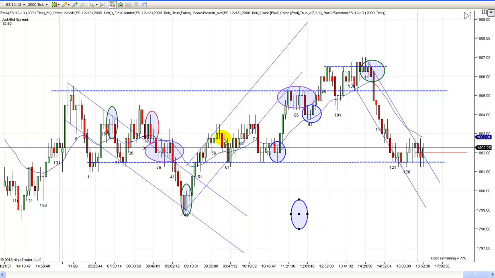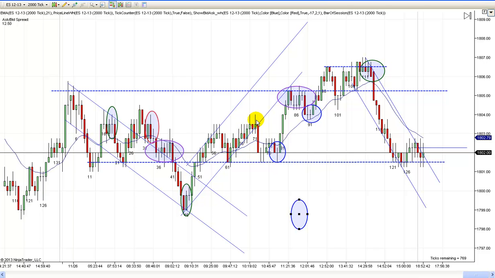Look at this two-legged pullback, back to the EMA, back to test this area right here, back to test the trend line. And it breaks higher. That's a second entry long. Again, it didn't close on its high, so I'd probably use a limit order here, and when it broke higher, drop your limit order in, and you could have got filled all the way back to 1802 right there. And maybe 1801.75, but definitely 1802.